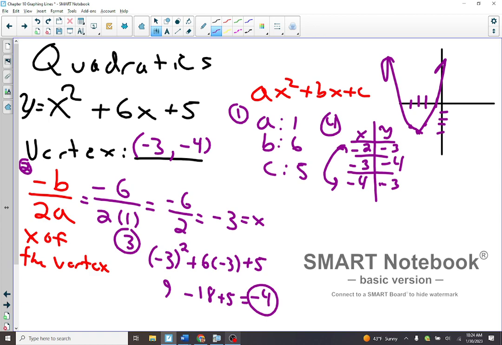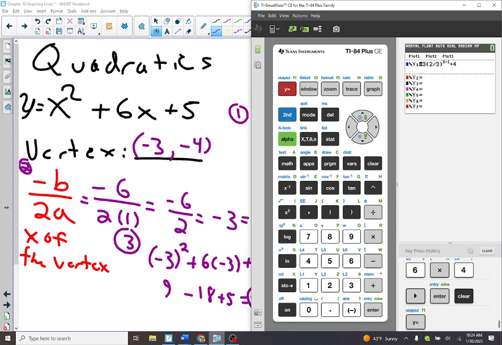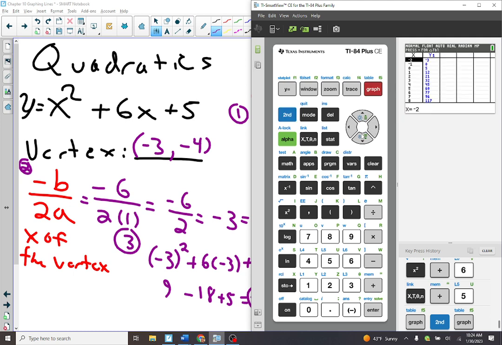So in this situation, what you're going to do is go to y equals. If you have an equation there, just clear it. Plug in the equation that I gave you. So this is x squared plus 6x plus 5. Now, if I graph it, I'm going to get the U shape, which is useful. But since I'm asking for points, I'm going to make a table. And I'm going to look at where my vertex is. The vertex was -3, -4.